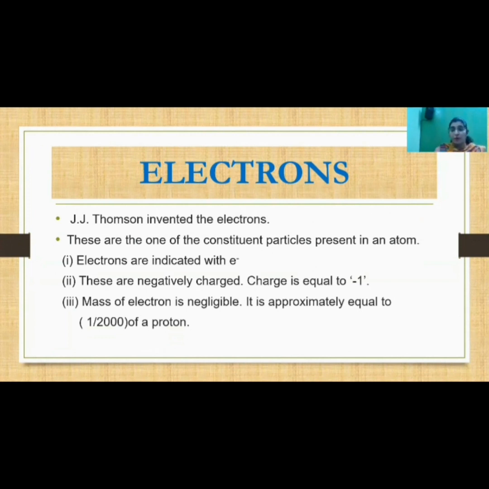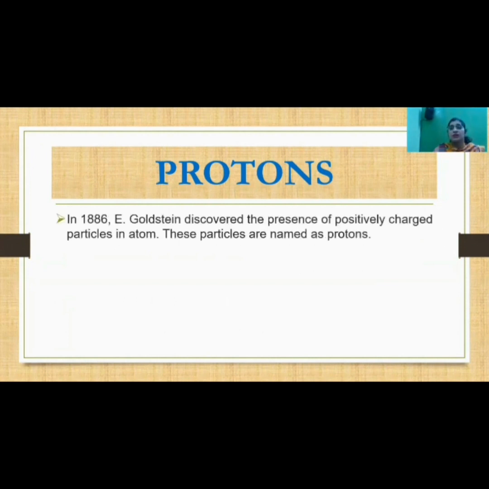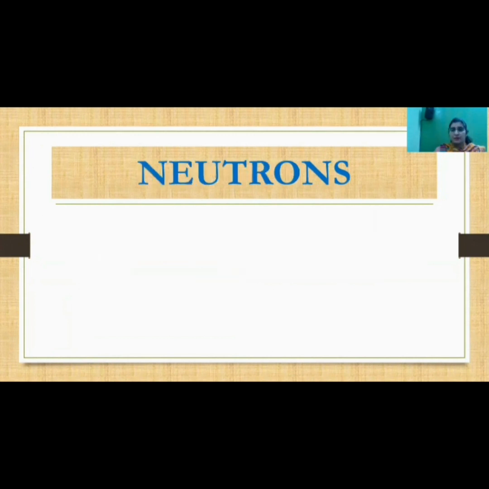Now, what is a proton? Protons are positively charged particles. They were discovered by E. Goldstein in 1886. These particles, which have a positive charge, are named protons. Protons are indicated with p with a positive sign, and the charge is equal to +1. The mass of a proton is 2000 times that of an electron. This mass was taken as 1 unit.